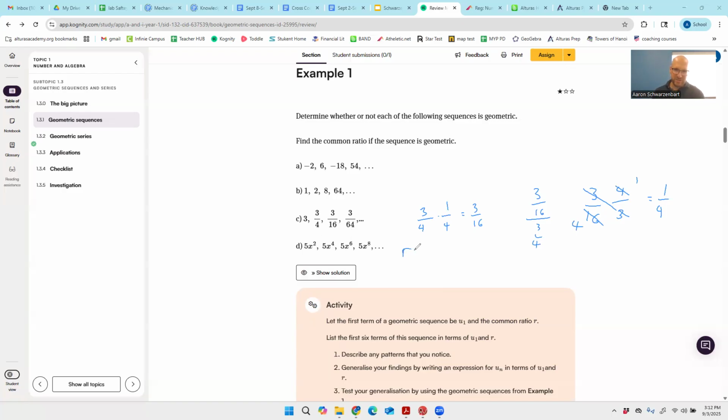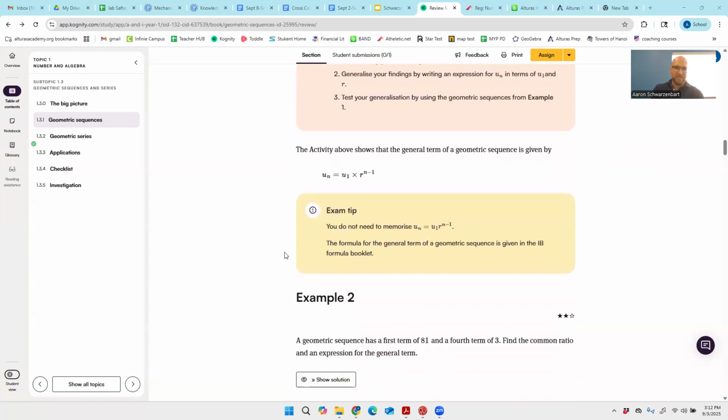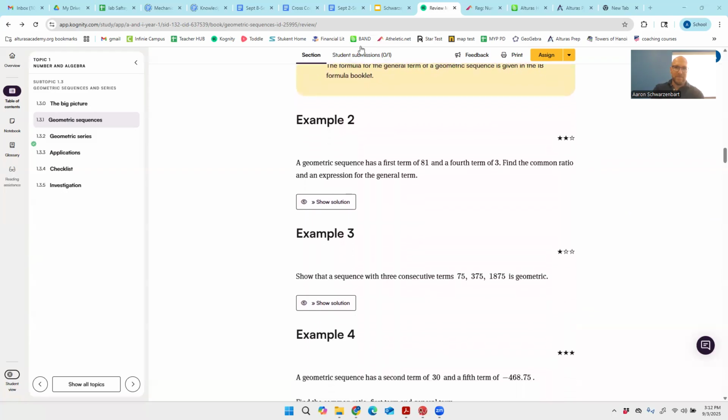This one, my common ratio is I'm multiplying by x squared each time. A little bit different ratios, but we're multiplying by the same thing every time. Sorry for the interruptions. Back to this.